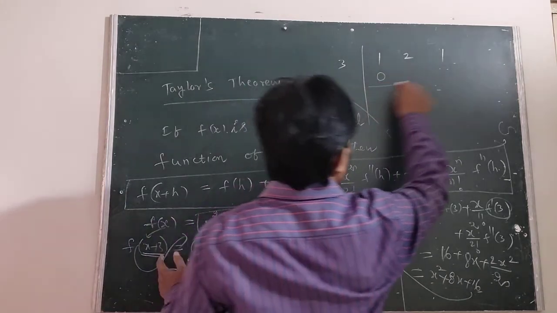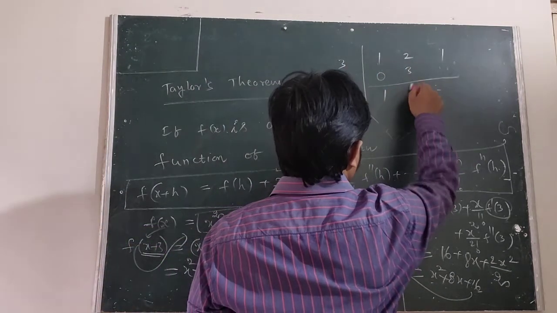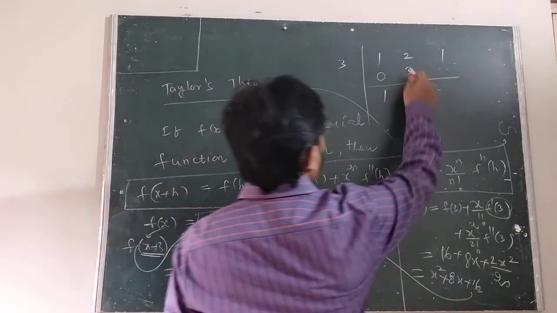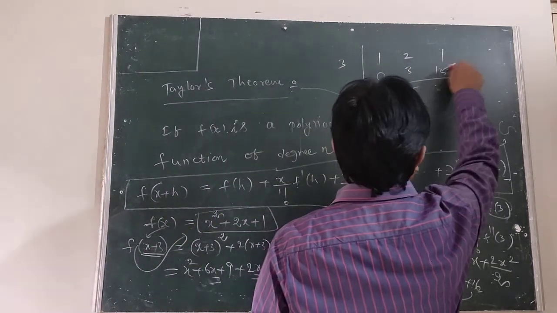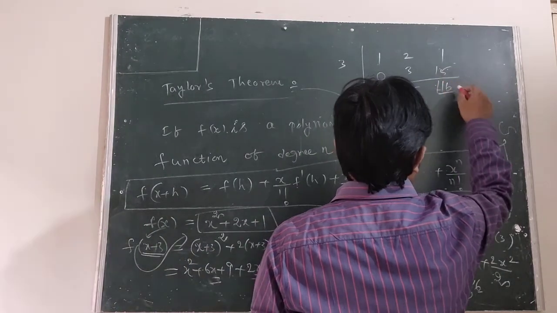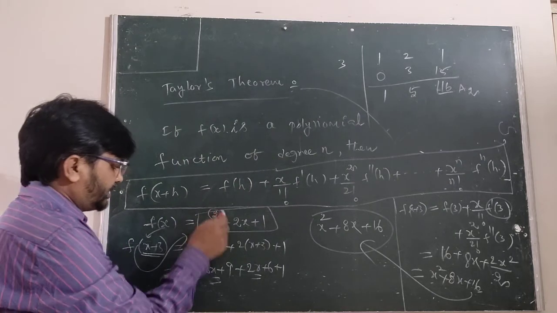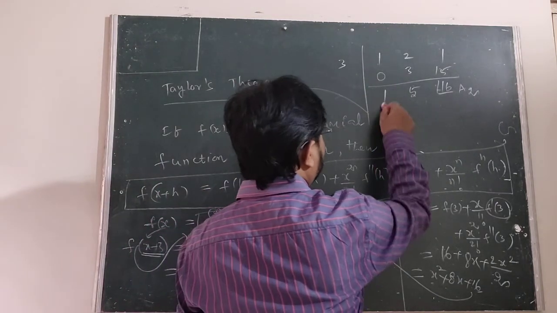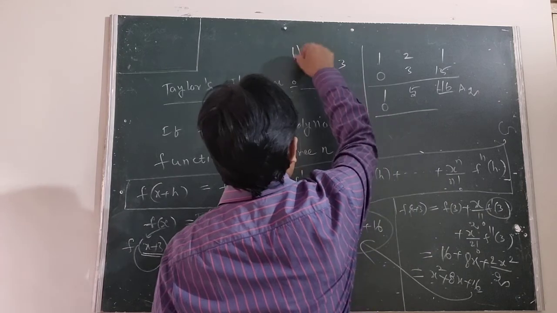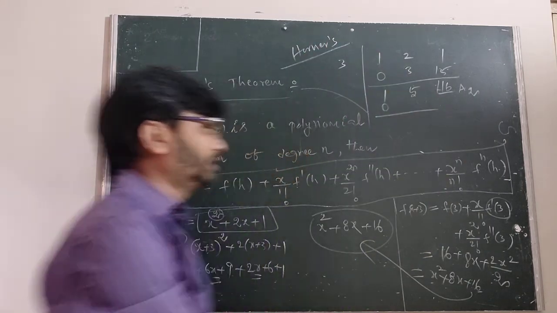Now write first 0. Then it is the 1. 3 1s are 3. That is a 6. Sorry, 3 plus 2 is the 5. Therefore, 3 5s are 15. Now this is the 16. Now we can write it is A2. Therefore, here the highest degree is the 2, then you can take A2. Now again take 0. This is called Horner's method, Horner's method or synthetic division.